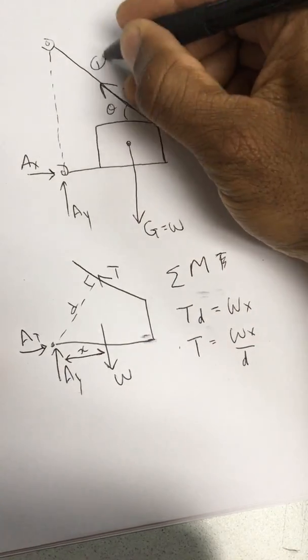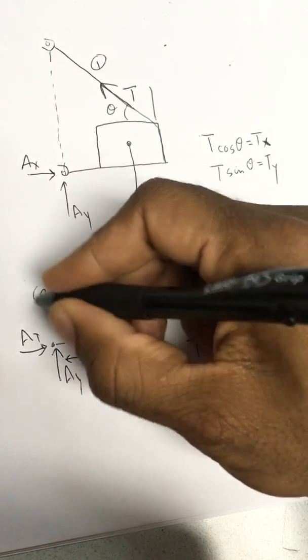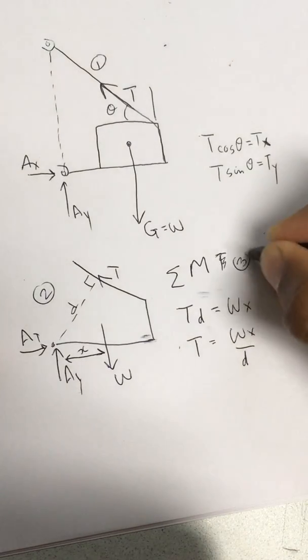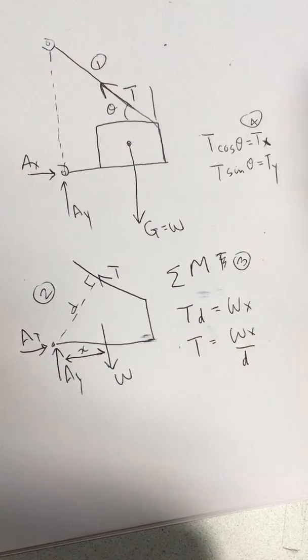So the steps, as always: one, free body diagram, simplify, you sum the moments, you sum the forces, right?